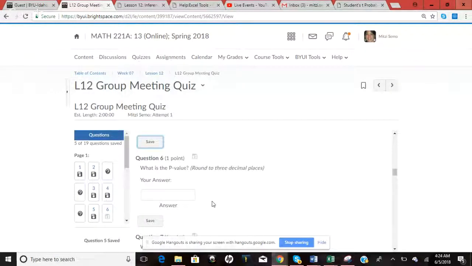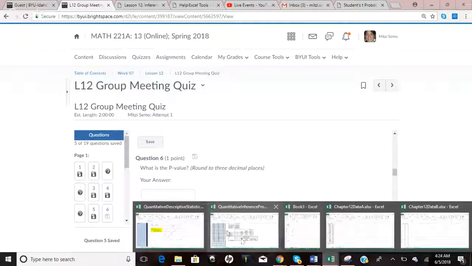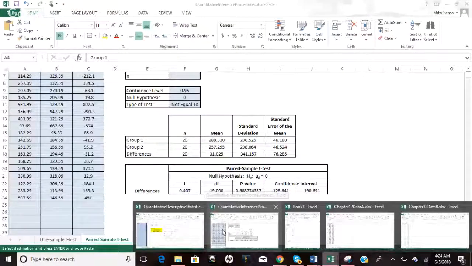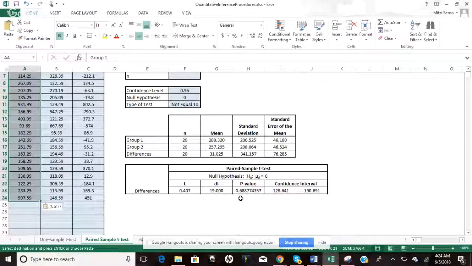What is the p-value? It's right in here. Where did it go? The p-value is 0.689, yes, right?